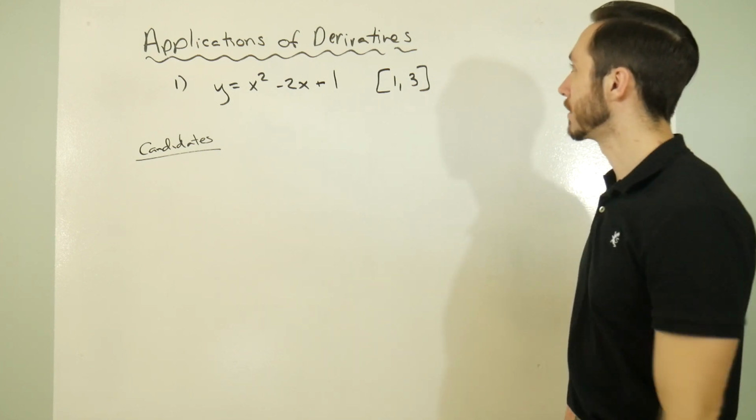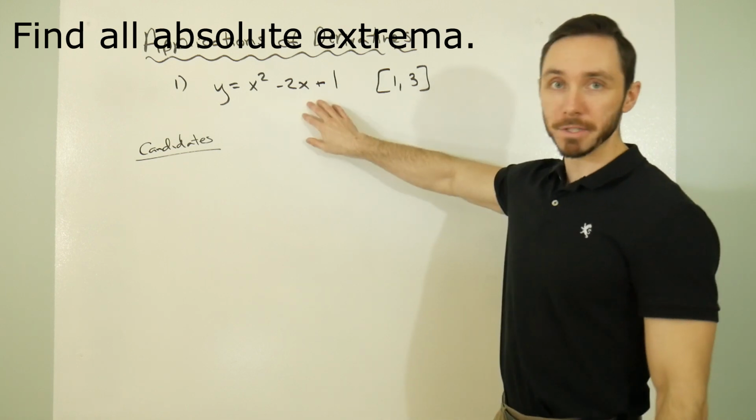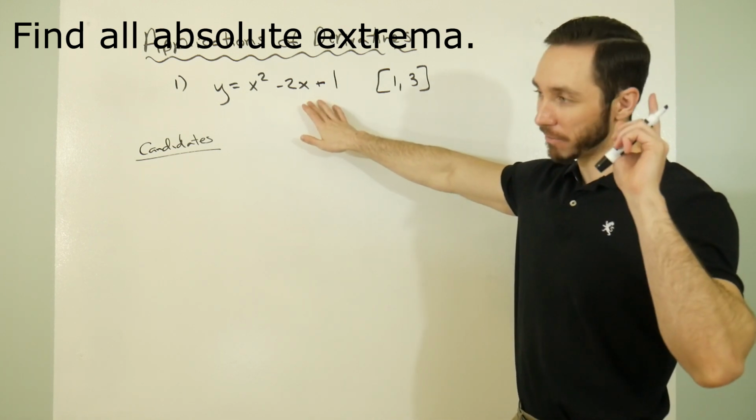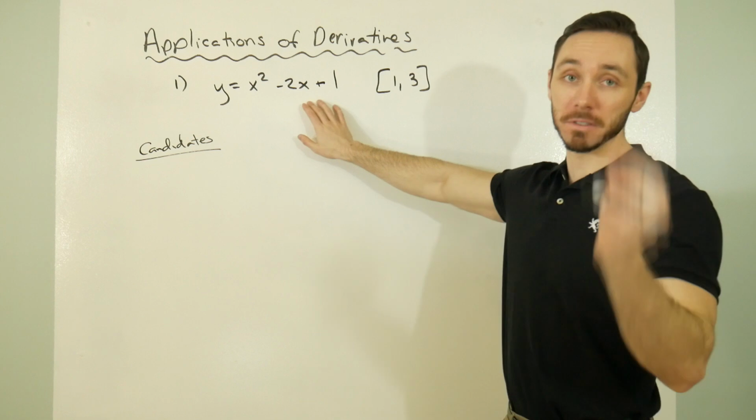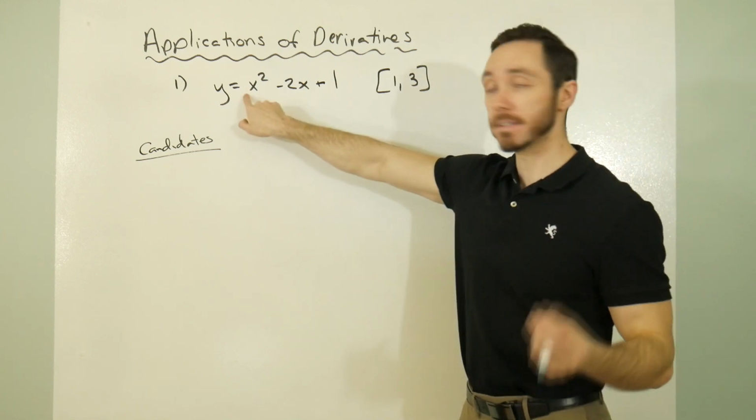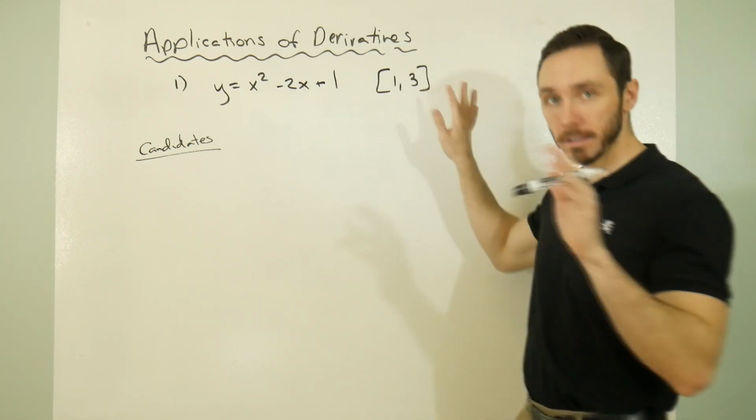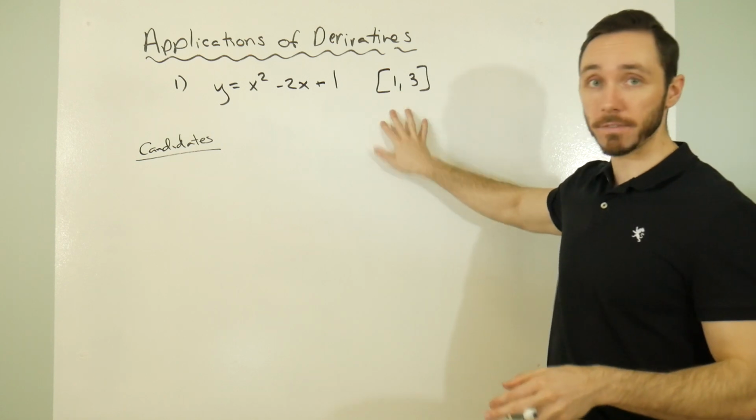That's more contextual stuff. So I have a parabola, which means we have one absolute min or max, depending on the sign here. It's going to be an absolute min. However, we're on a closed interval. So since we're on a closed interval, you have to consider endpoints.